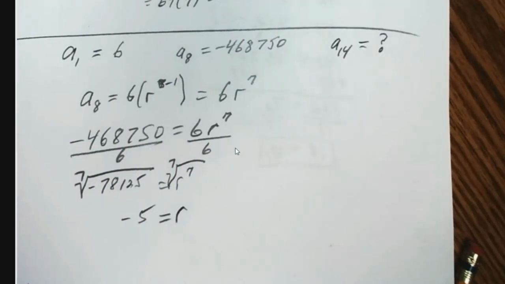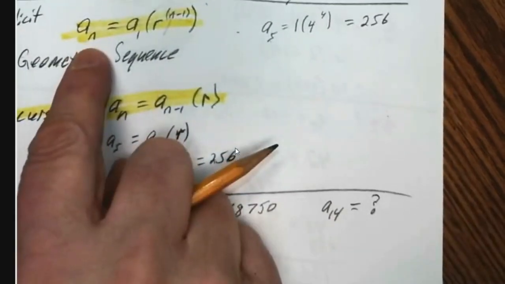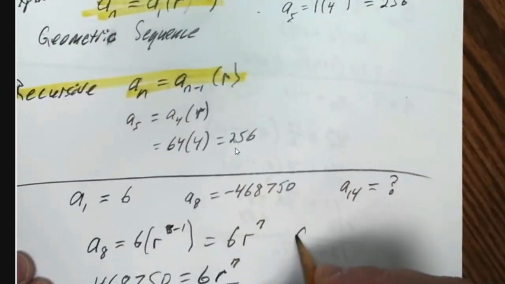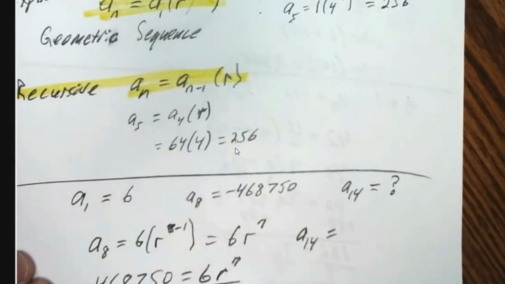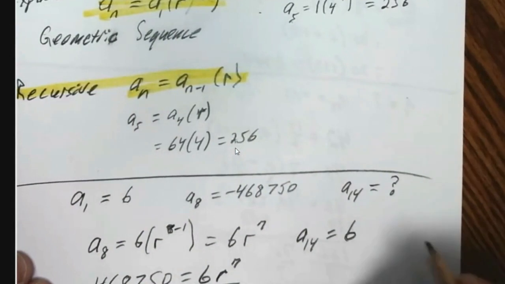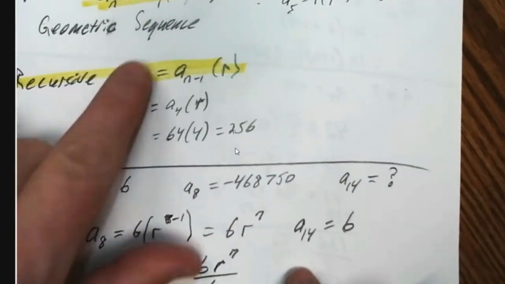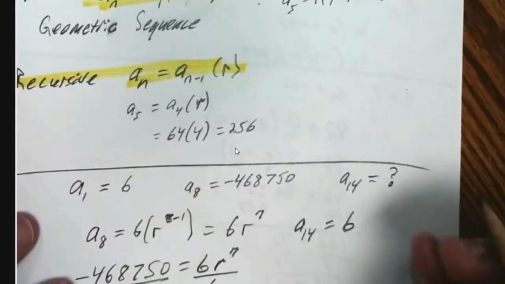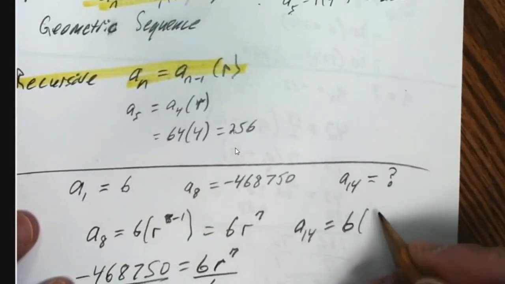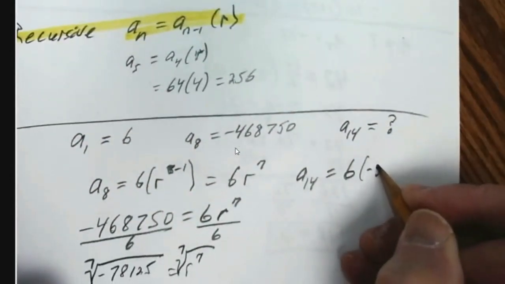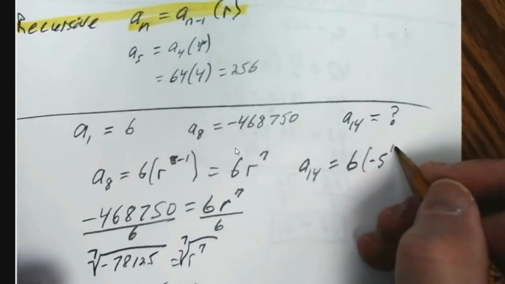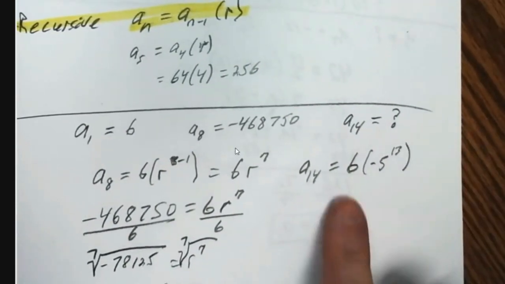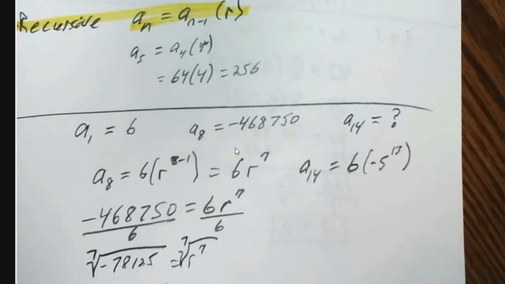Okay, so now we know r, and we need to know A14. So we can go back to here. A sub 14 equals A1. We know A1 is 6, times r to the n minus 1, times negative 5 to the n minus 1. N is 14. So 6 times negative 5 to the 13th power.